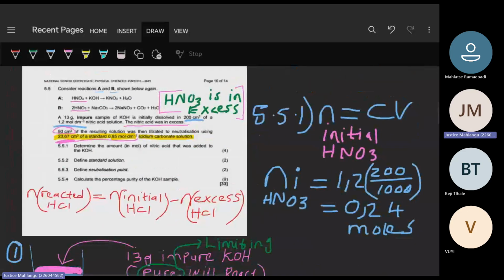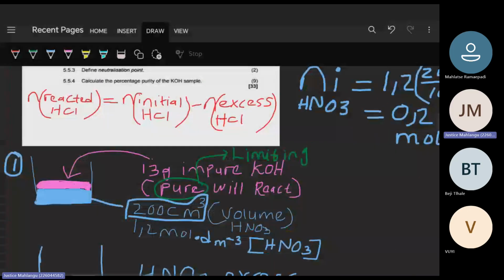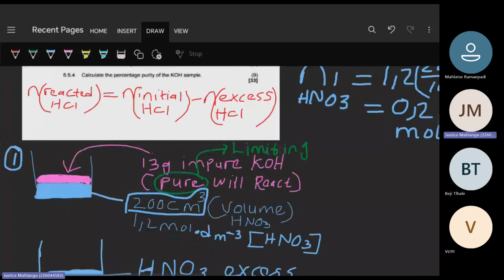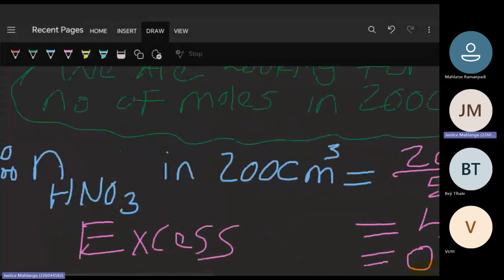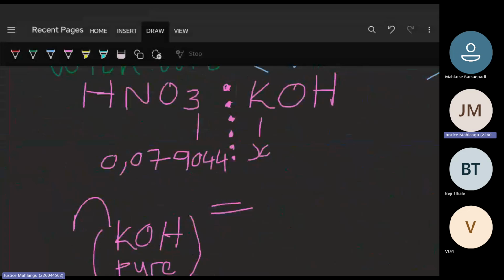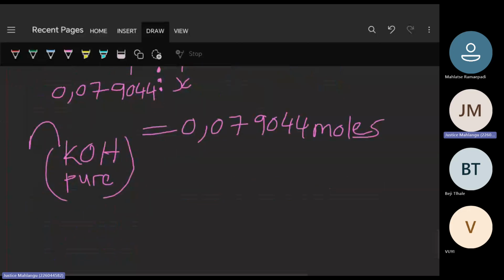It will react with nitric acid. So the one that reacted here is the pure one, which is the one that we are calculating now. So the number of moles of the pure one that reacted is 0.079044 moles. Just like that, guys.